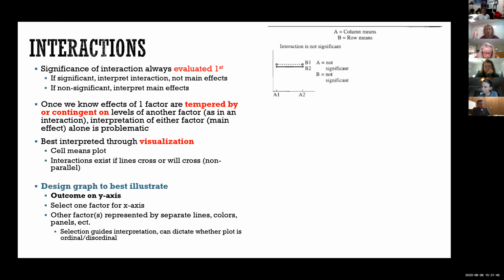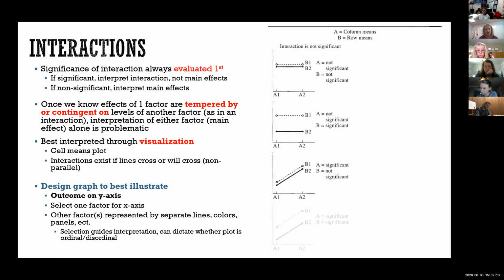So the book had all these, and Brian, was it you that said you liked these? The visual representation. So this first plot was no effect of A, no effect of B, no interaction. They're basically the same line, a flat line. And here, A1, A2, it's flat going across A, so there's no effect of A, but B1 and B2 are different lines, so there's an effect of B, but the lines are perfectly parallel. Perfectly parallel lines means no interaction.